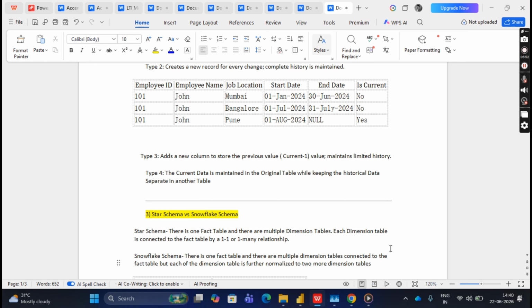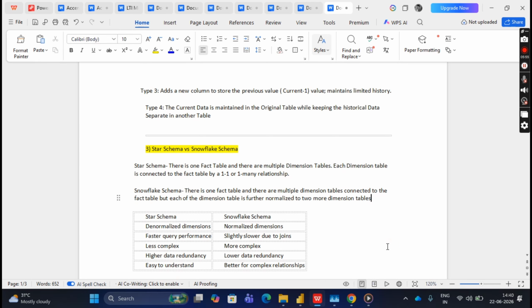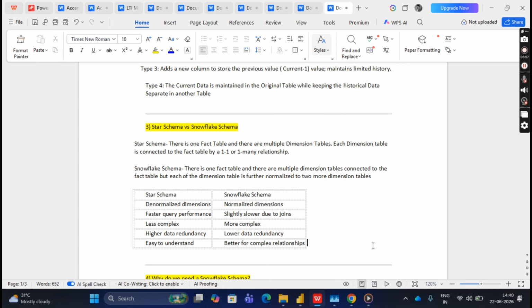Another important point you can mention is that in star schema the query performance is very fast and it is also less complex and easier to understand, but Snowflake schema is slightly slower due to joins and it has a more complex structure, okay, and it is better for complex relationships. In star schema we have denormalized dimensions, but in Snowflake schema the dimensions are highly normalized, okay. So these are some of the differences that you can mention between star schema and Snowflake schema.